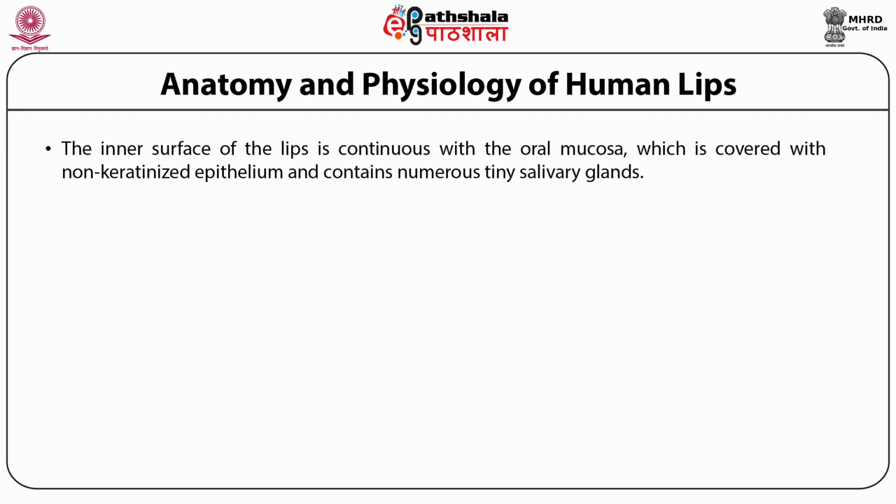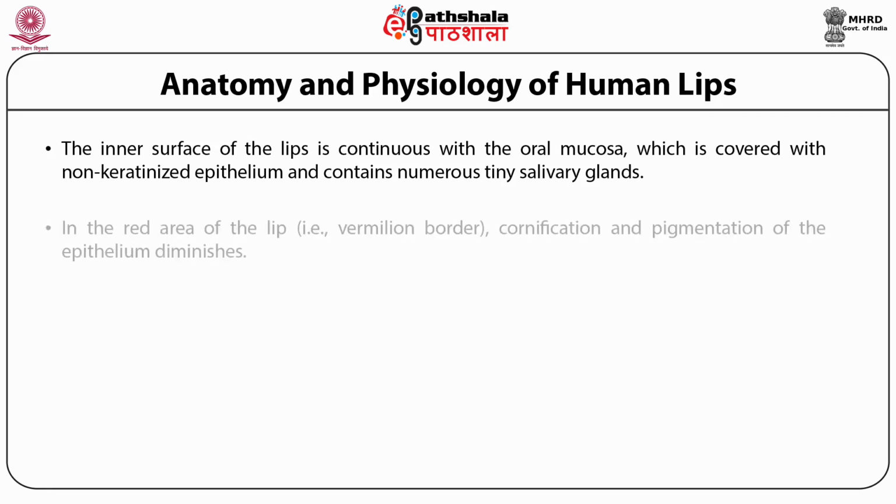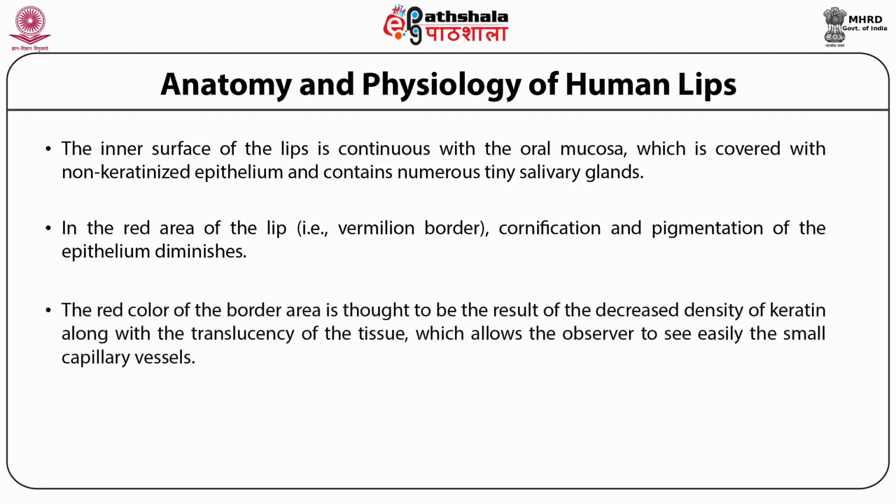The inner surface of the lip is continuous with the oral mucosa, which is covered with non-keratinized epithelium and contains numerous tiny salivary glands. In the red area of the lip, that is the vermilion border, cornification and pigmentation of the epithelium diminish. The red color of the border area is thought to be the result of the decreased density of keratin along with the translucency of the tissue, which allows the observer to easily see the small capillary vessels. This is the zone where makeup products are applied.